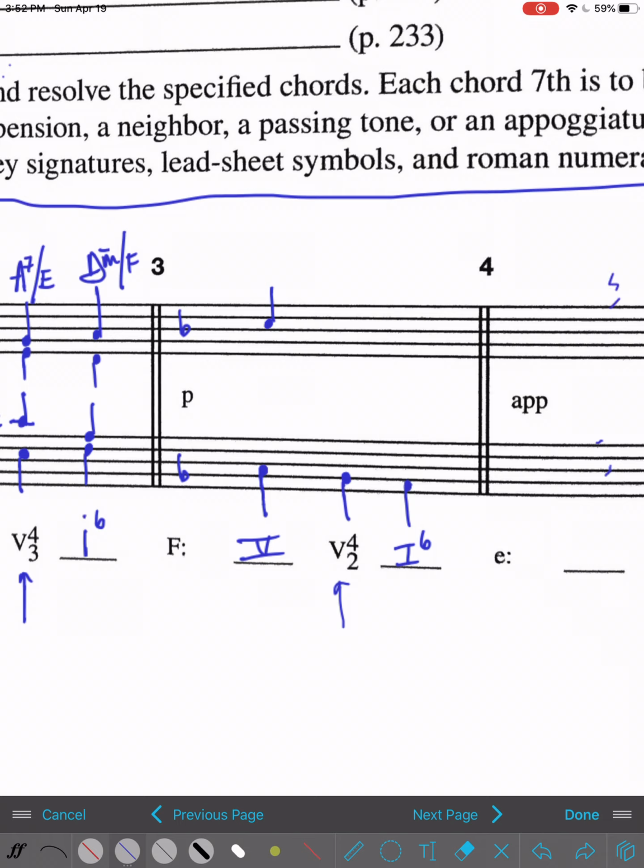Our lead sheet symbol is going to be C7/B flat here, and this will be C. Regular C is going to make it easier. And then here, this is going to be F/A. Okay. All right. So let's take a look and keep going.